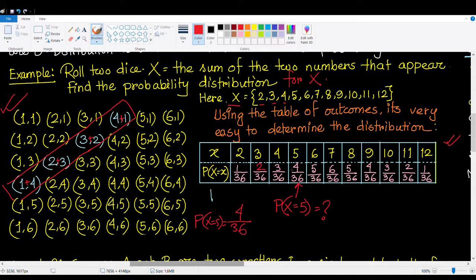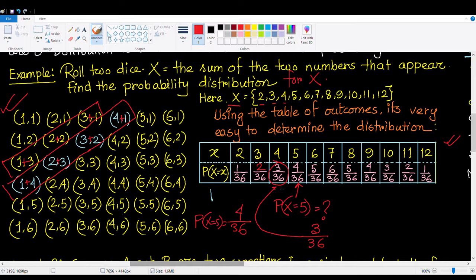Similarly, we have determined the value of P of X equals 4. Say it's 3 by 36. How so? You see that this diagonal here has the 3 outcomes where the sum is 4, right? 1 plus 3, 2 plus 2, 3 plus 1. So 3 divided by 36 is the probability of getting the sum 4.